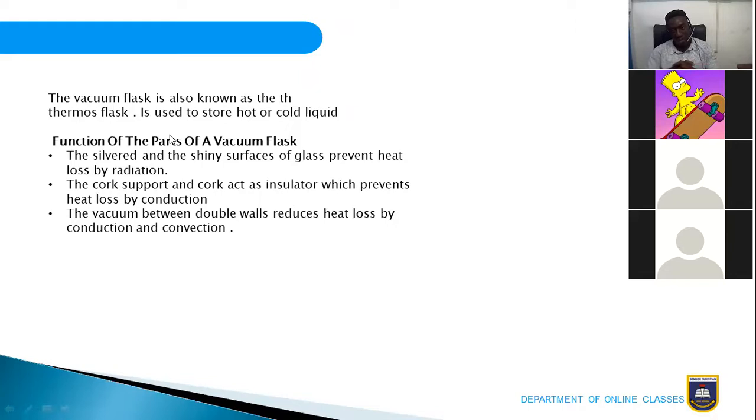Now let's look at the function of the parts of a vacuum flask. The first one is the silvered and shiny surface of the glass, which prevents heat loss by radiation. What happens is that the solar panel receives heat from the sun through radiation, and when the sun rays hit, it absorbs all the heat. But here lies the case. Our vacuum flask has a silvered and shiny surface. So anytime it receives heat, it reflects the heat back into the system. It doesn't absorb the heat, it reflects it back into the system.